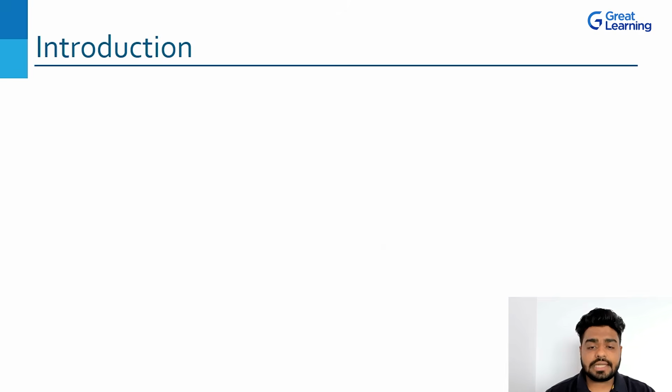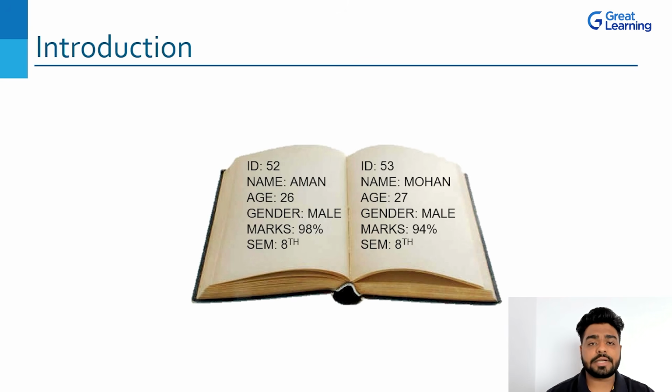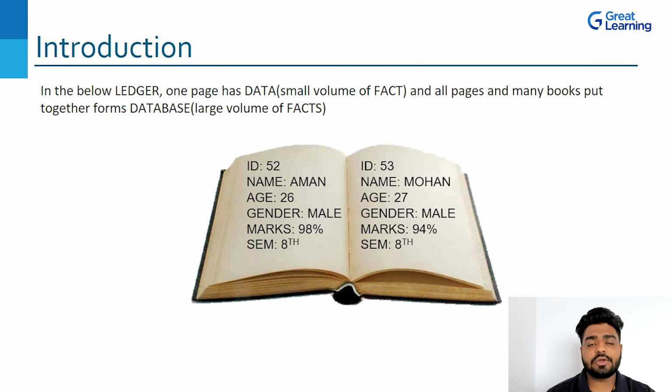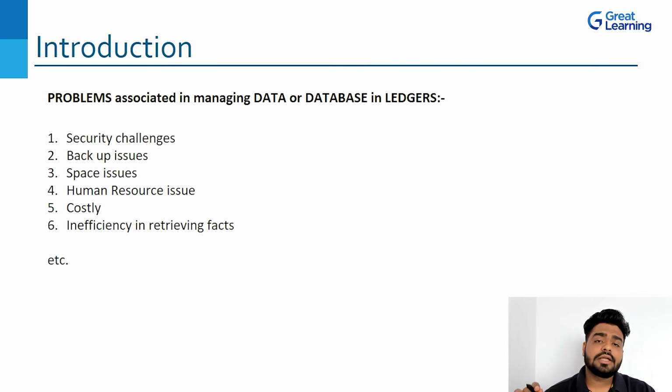But now let's say that I have a ledger and I am storing the data of some students in my ledger. In the below ledger, one single page has the data. But if you talk about the book, the whole book is nothing but the database, right? All the pages and many books put together form a database, which is a large volume of facts and figures. Now, is this a great idea to save our data or to save the database? Let's see. Problems associated with managing data or a database are as follows.